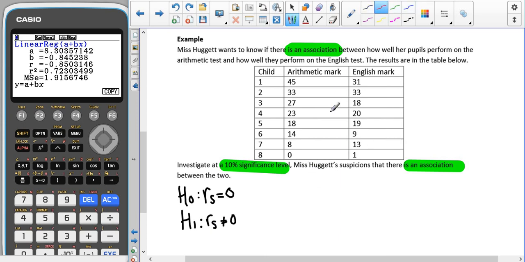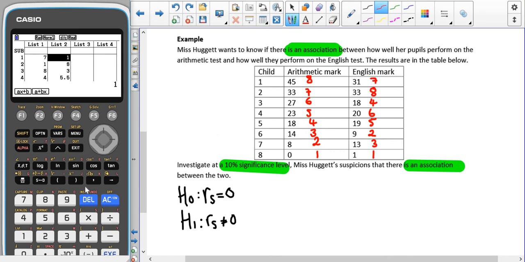And then we need to rank our data from smallest to biggest on both sides. So that means that the 0 is going to get the rank 1, 8 gets the rank 2, 14, 3, 18, 4, 23, 5, 27, 6, 33, 7 and 45, 8. On this side, our smallest one is the 1, then 9, then 13, then 18, then 19, then 20, then 31 and then 33. Just as we did before, delete anything that you already have in your calculator.